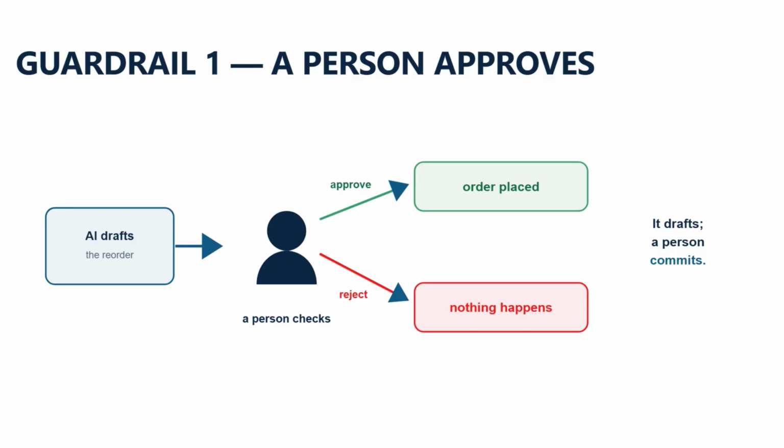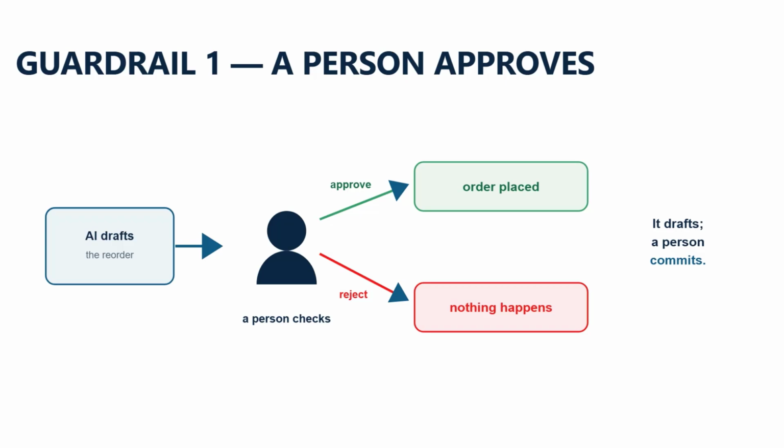You already keep a person in the loop for its answers. The moment it can act, the same rule gets teeth. It drafts the order, a person commits it. That reorder does not get placed, it waits for someone to check it and approve it. Approve, and it goes. Reject, and nothing happens.